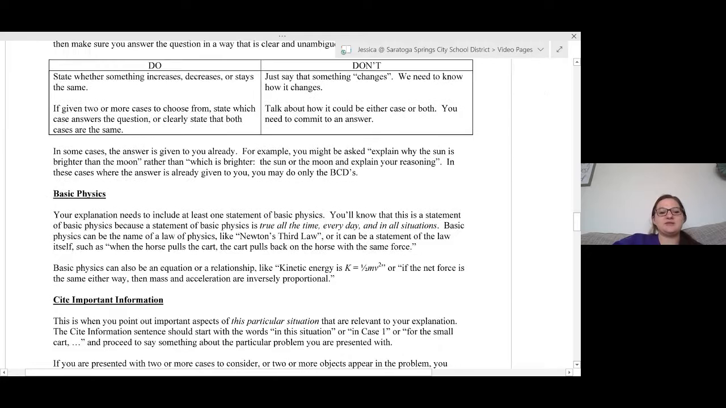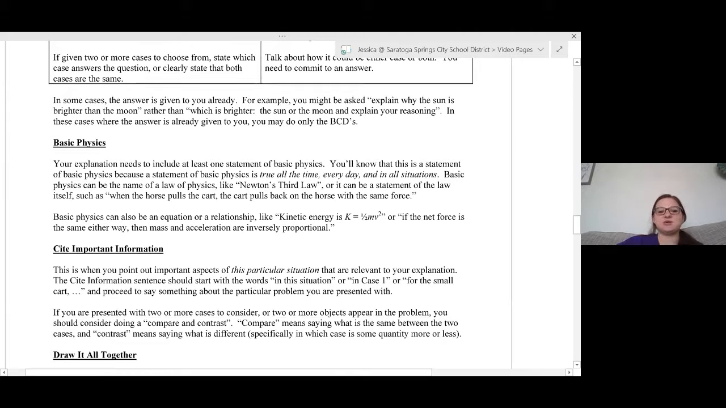So basic physics. Your explanation has to include at least one statement of basic physics. Conservation of momentum, conservation of energy, Newton's second law, meaning the idea that force is equal to mass times acceleration. Newton's third law, the idea that forces in any interaction are equal and opposite. You can talk about impulse being a change in momentum, meaning force times time is change in momentum. You can talk about energy and momentum and Newton's second law as they relate to rotation, things like that. You'll know it's a statement of basic physics because it's true all the time, every day, forever.